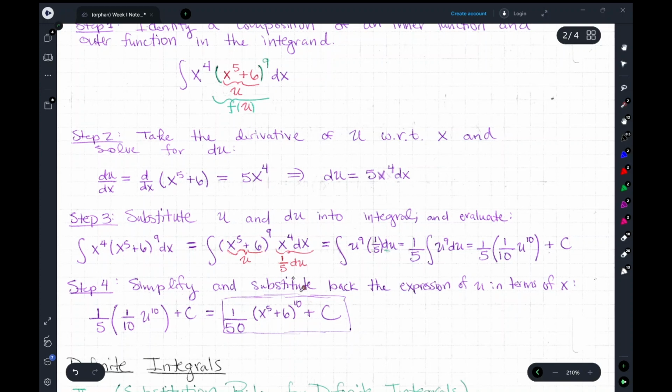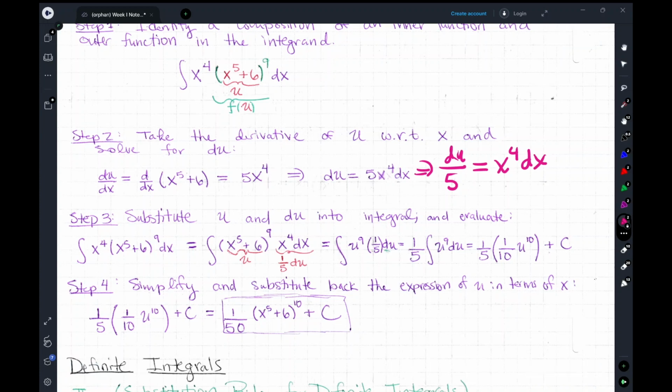And x to the 4th dx is not du, but it is 1/5 du, okay? And you could see that from this over here. You just divide by 5 on both sides. If you divide by 5 on both sides, you could see clearly that x to the 4th dx is du over 5.